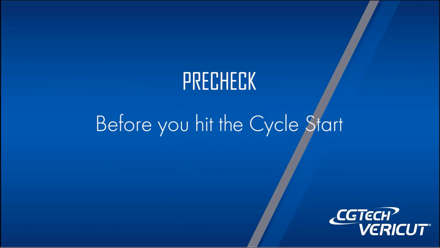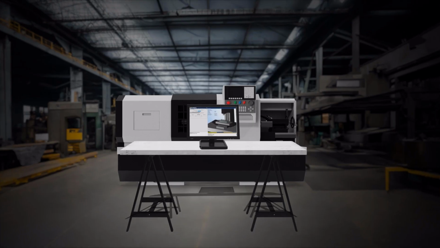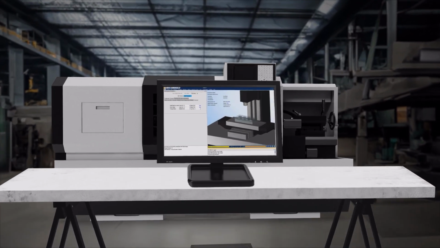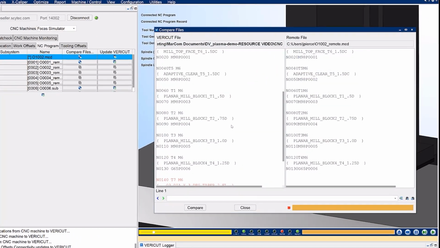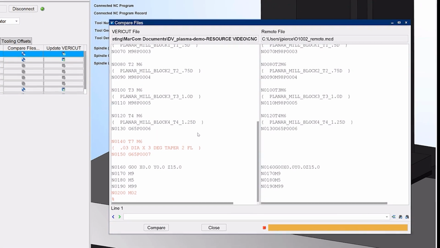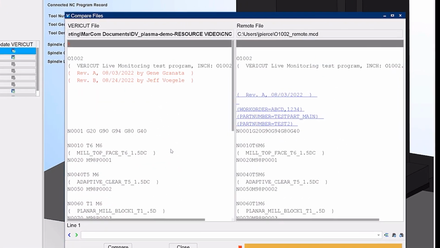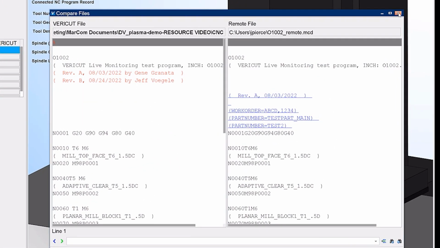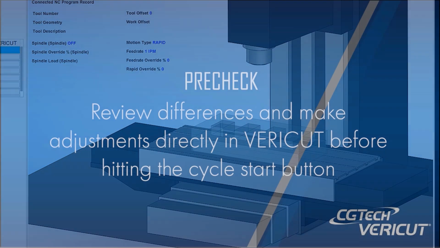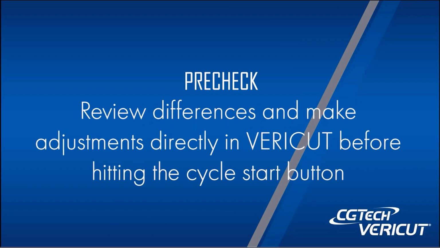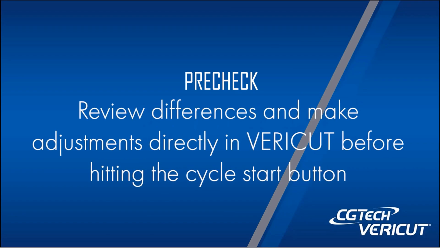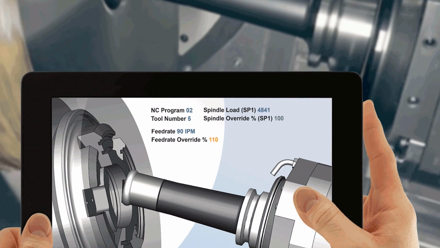Before you hit cycle start, use the Precheck function to examine the machine's setup and verify your machining environment matches what has been simulated in Vericut. Any differences between what was verified on the digital twin and the actual machine will be flagged. You can then review these differences and make adjustments directly within Vericut before sending the program out to the machine. Precheck can also be run on the shop floor by the machine operator with the standalone Precheck app.